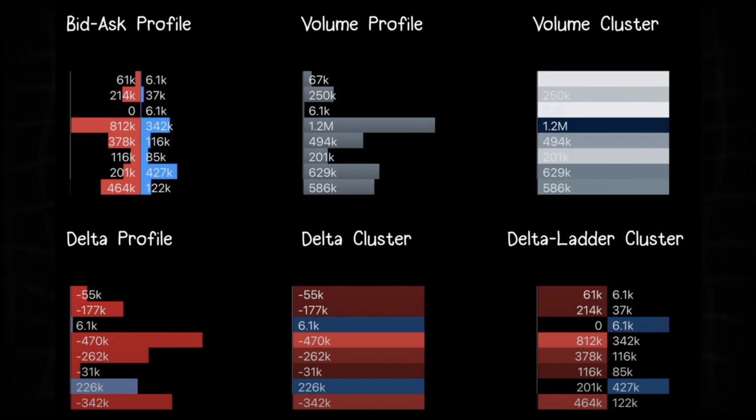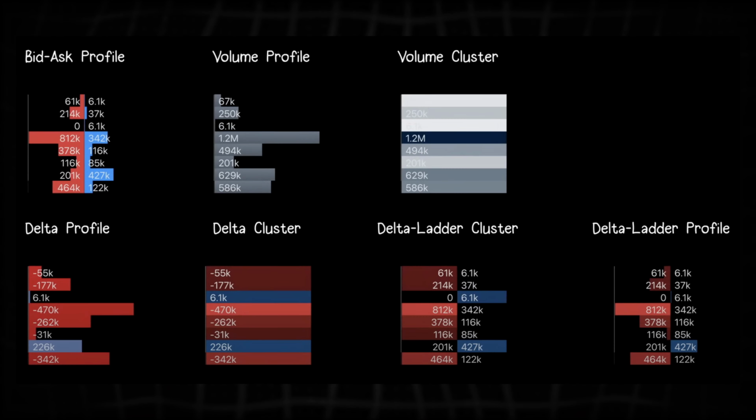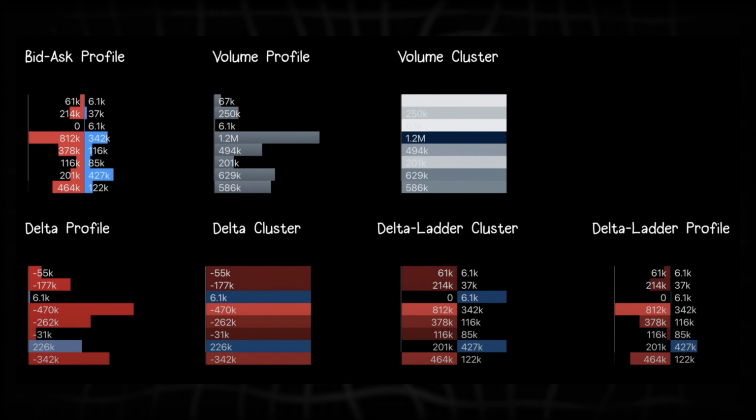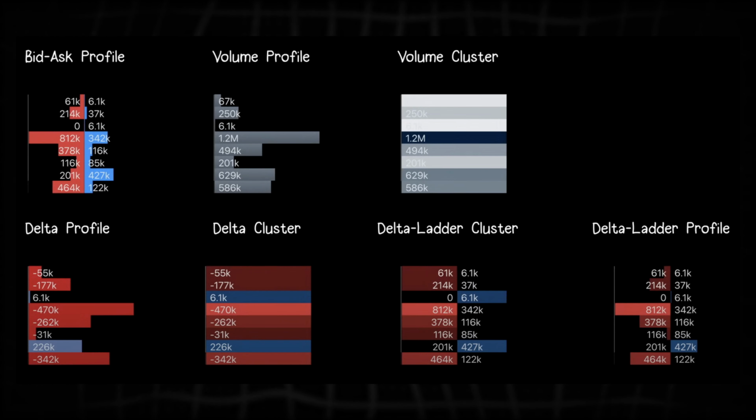There is also the delta profile, which is similar to volume profile but with a twist. It shows the difference between market buys and sells at each price level. It's perfect for spotting where the market is leaning towards buying or selling. If you want to dig deeper, there is the delta cluster profile, which splits the buys and sells into two columns: red for sells, blue for buys. This gives you a clearer view of who's dominating the market.